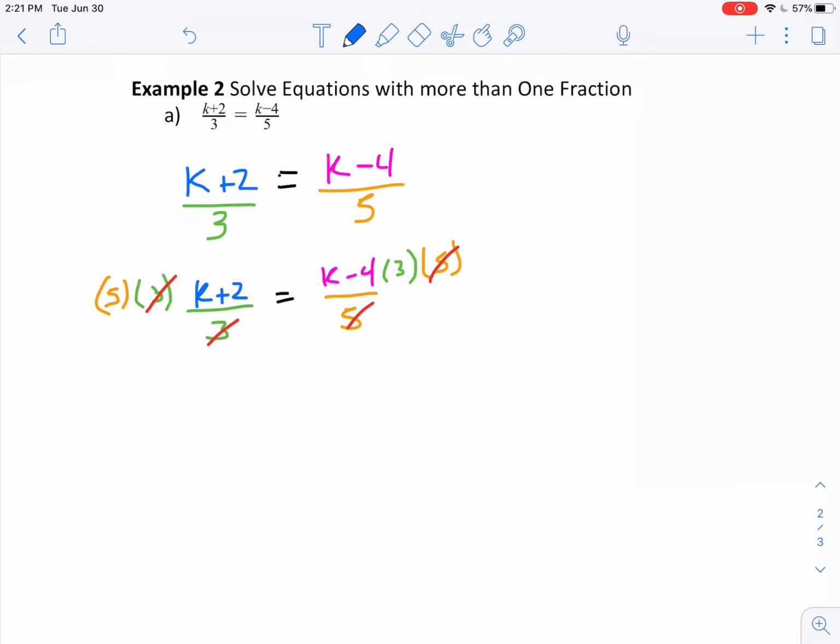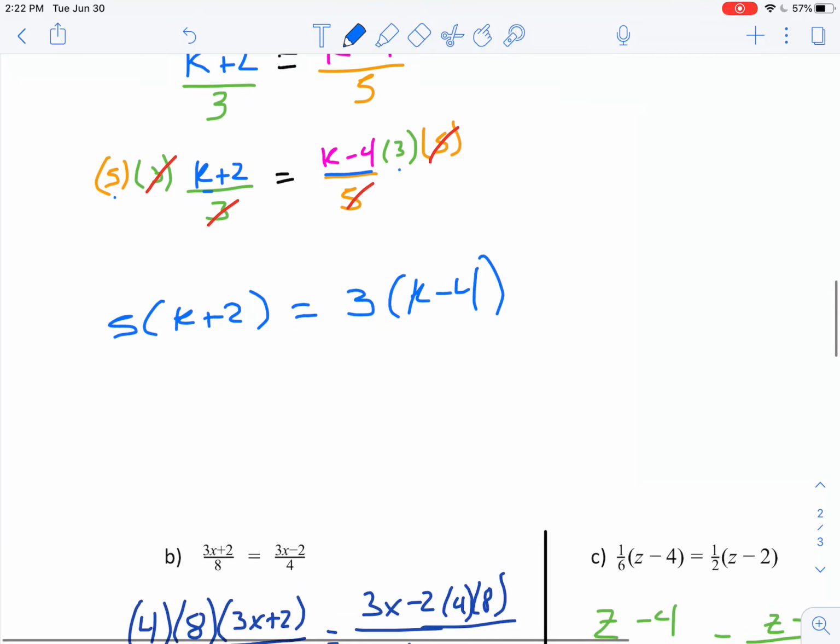So now I'm left with, this is 5 multiplied by k plus 2 is equal to 5 multiplied by k minus 4. Pardon me, that's a 3. 3 multiplied by k minus 4, right? So we keep this 3 multiplied by k minus 4, and we keep this 5 multiplied by k plus 2. Then I just simply go ahead and use my distributive property. 5k plus 10 is equal to 3k minus 12.